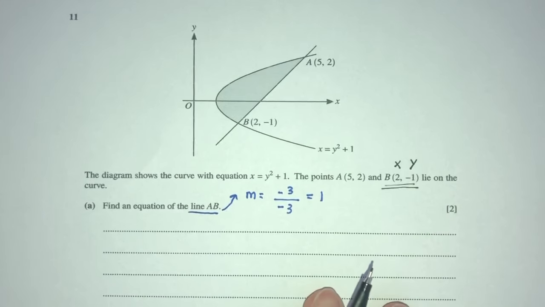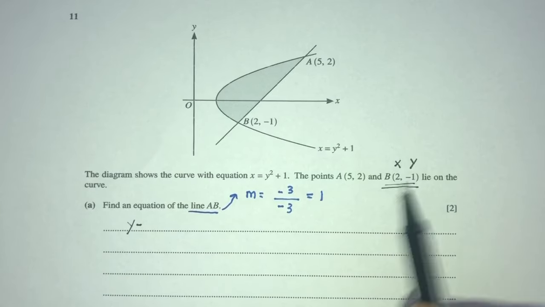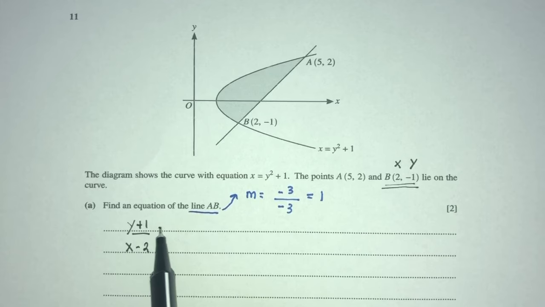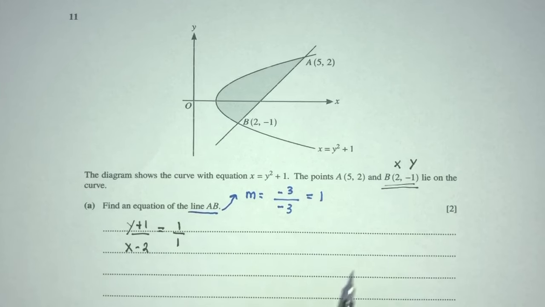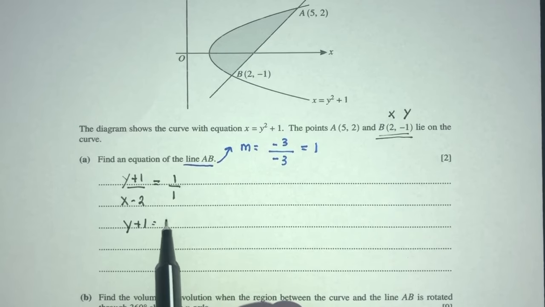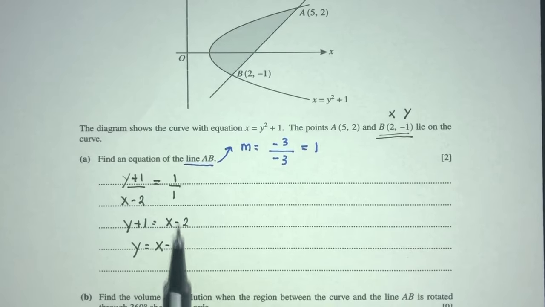So you use this method if you want to. We have y first, minus 1 should be plus 1, over x minus 2, is equal to your gradient. So we just have to cross multiply to find the equation of the line. That will be y plus 1 is equal to x minus 2. Therefore, y is equal to x minus 3.